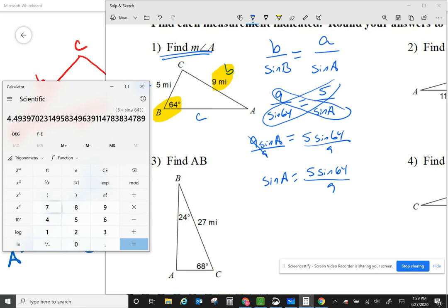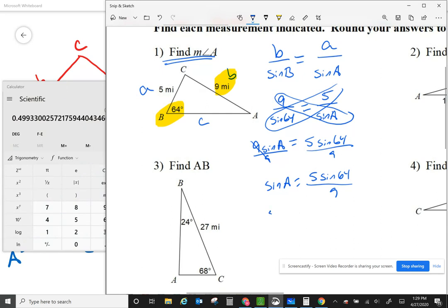Well, I'm not quite done yet. In this case, I have to divide by 9, because remember, that is just 5 times sine of 64, which is the top of my fraction. Let me divide this by 9. So right now, I have that sine of A is equal to 0.49933 and some more decimals. However, I'm not asking for sine of A, I'm asking for A.